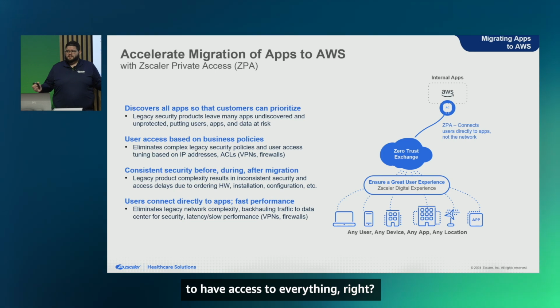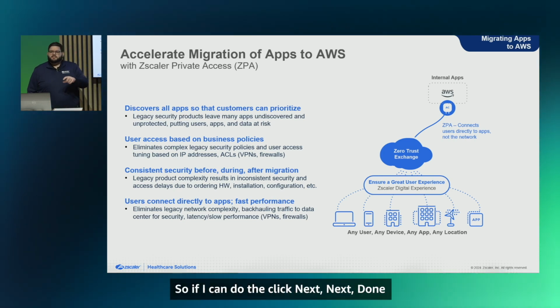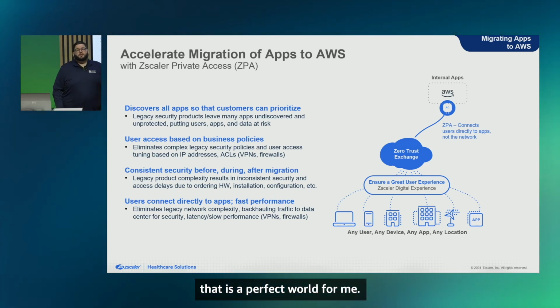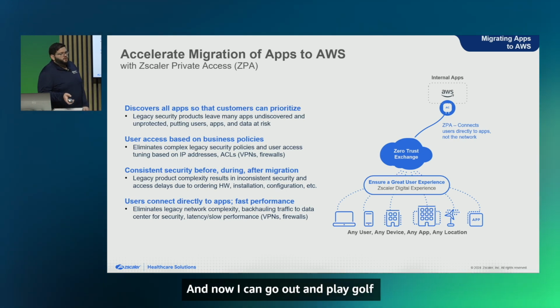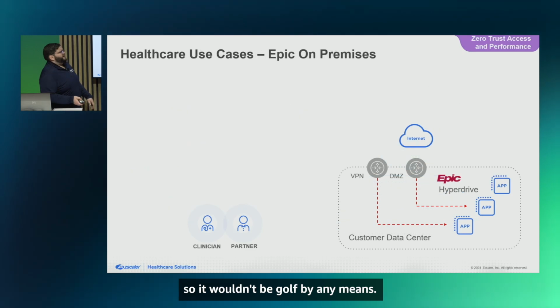Because I don't want everybody to have access to everything, right? At the end of the day, I want zero trust. So I can do the click next, done, because I can identify what apps they're using. That is a perfect world for me. And now I can go out and play golf or whatever other fun things that people do. I train Brazilian Jiu-Jitsu, so it wouldn't be golf by any means.